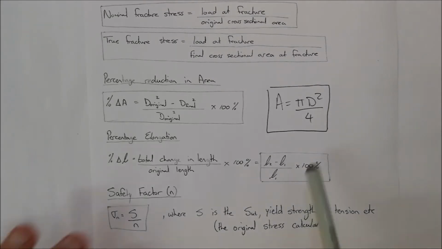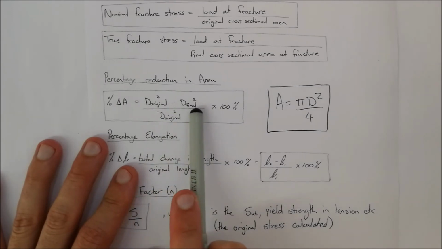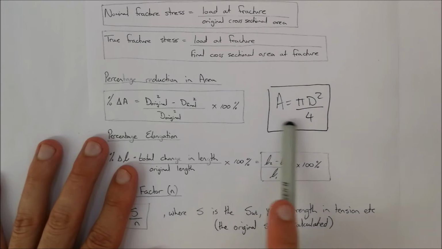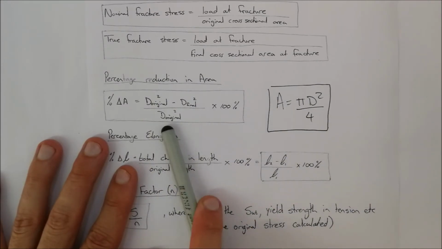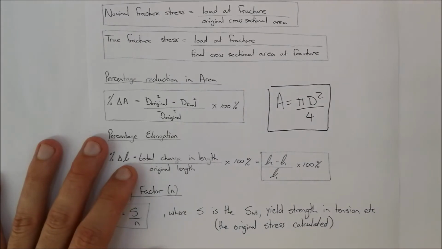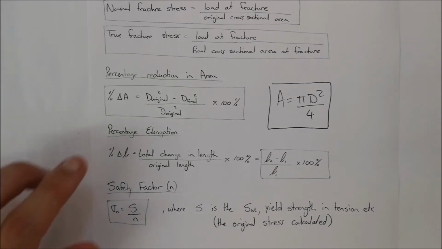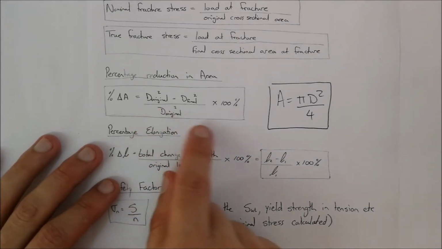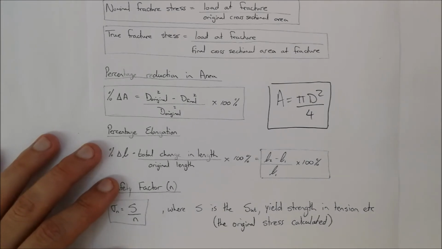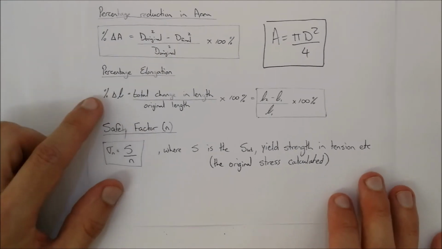Because it's actually the original area minus the final area, divided by the original area, and we've got pi over 4 in each of those terms, they cancel out with each other. You're essentially left with just the diameters to use in the calculation. If you do the calculation using the original area and final area terms, that will be fine, you'll still get the same answer.